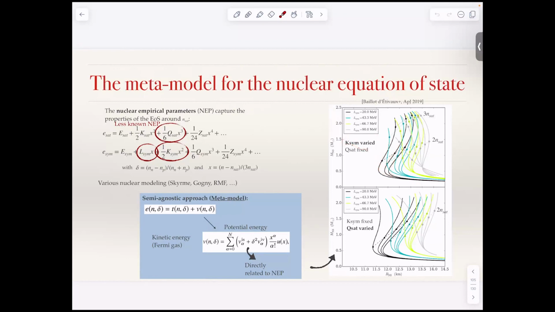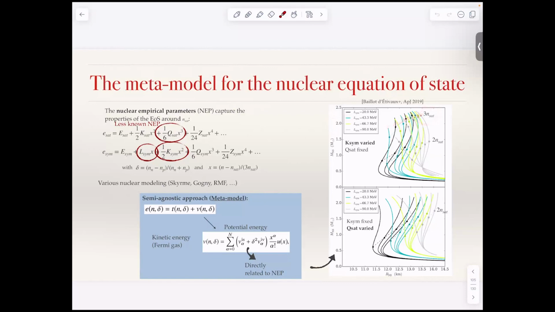Okay, and these different dots here represent different values for the central density of the neutron star. For instance, at about 1 solar mass, you see that the central density is about twice the saturation density, the density inside finite nuclei. And when you reach about 2 solar mass, you are close to 3 times saturation density.